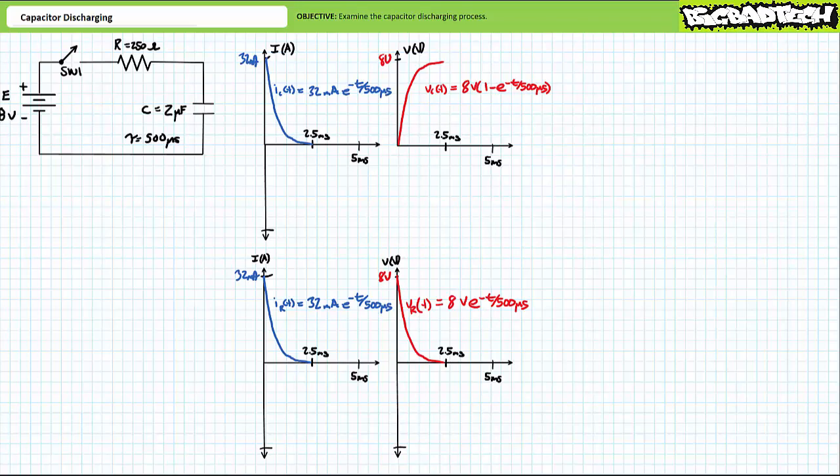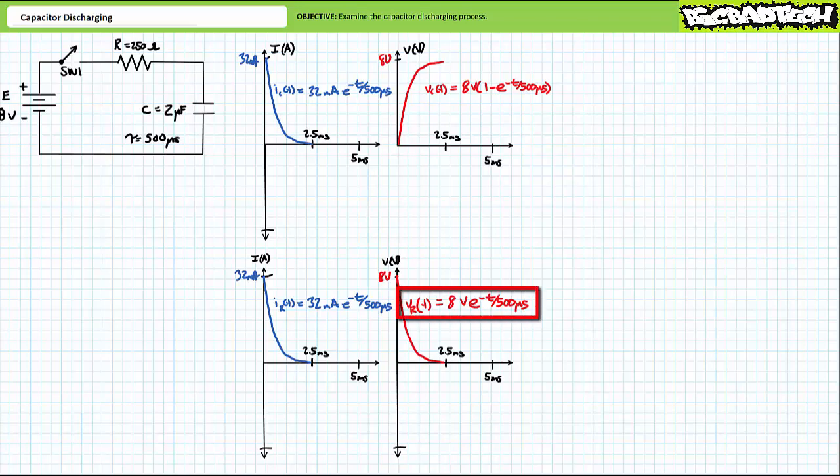Vc of t during the charging process was 8 volts times 1 minus e to the negative t over 500 microseconds. Voltage across the capacitor started out at 0 volts and grew to 8 volts by 2.5 milliseconds. IR of t during the charging process also equaled 32 milliamperes times e to the negative t over 500 microseconds. Current through the resistor and all elements in series with it experiences an initial surge of 32 milliamperes and decays to 0 amps by 2.5 milliseconds.